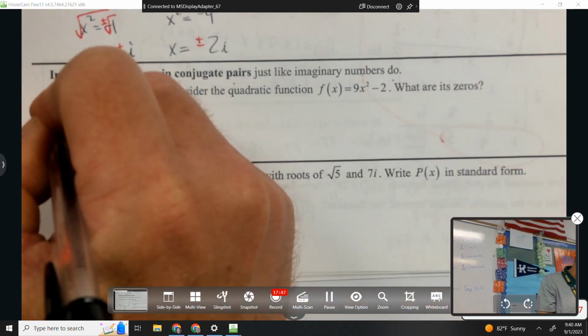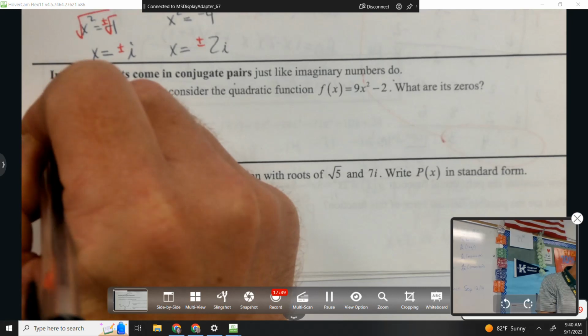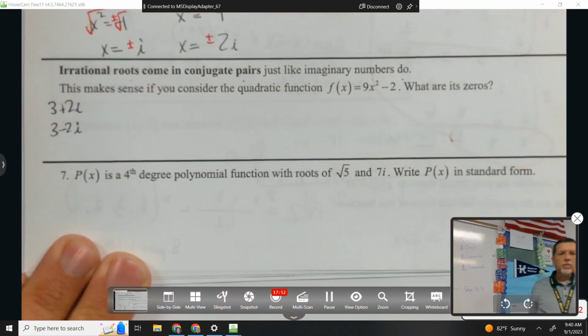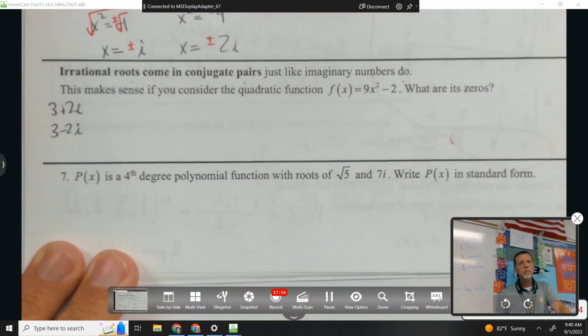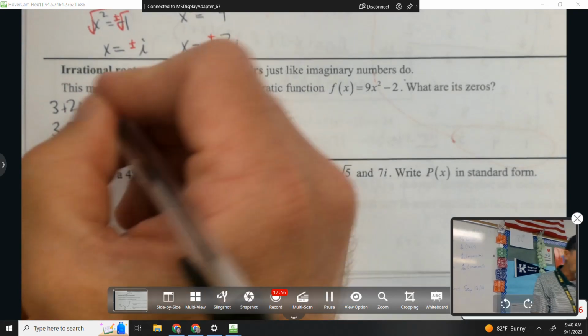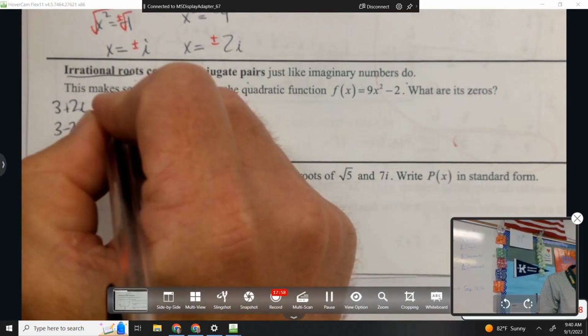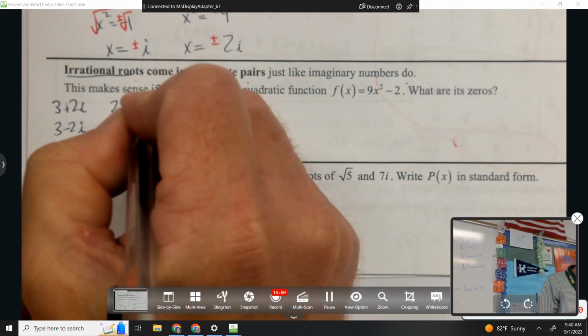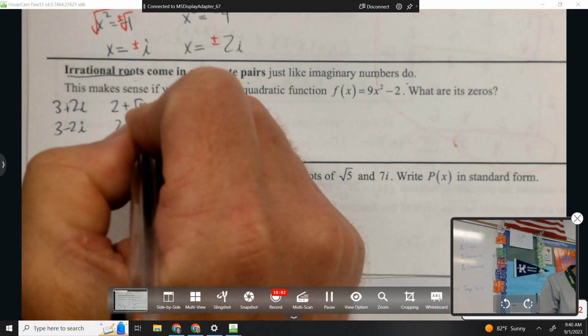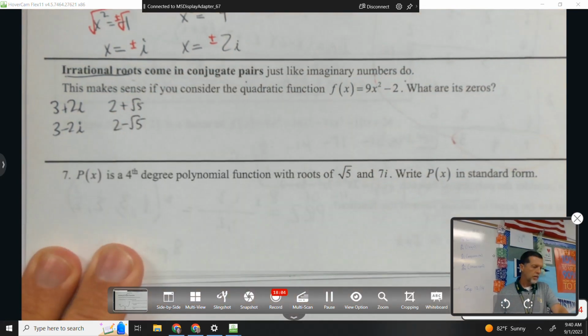Okay, so we've already talked about imaginary numbers coming in pairs: 3 plus 2i, 3 minus 2i. But irrationals come in pairs as well. So like 2 plus square root of 5 and 2 minus square root of 5. So that will help as well once we get going.